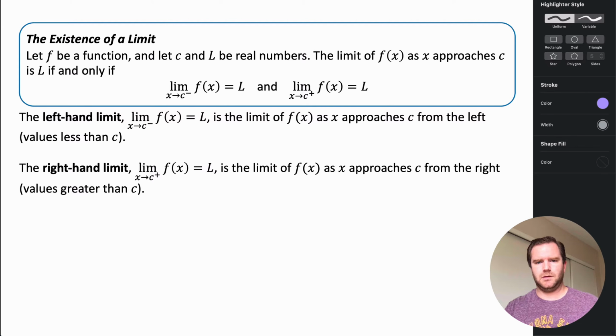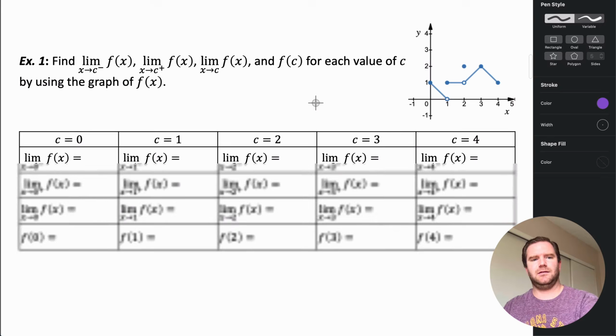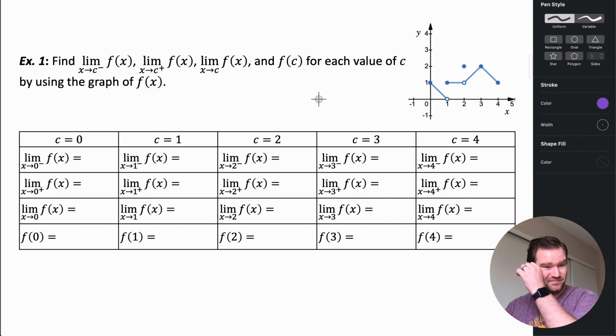Okay, so let's go ahead and take a look at evaluating some left and right-hand limits and talking about whether limits exist in this example. So we're asked to find the left-hand limit, the right-hand limit, the actual limit, if it exists, and the value of our function at c. So that's what this means, for every value of c using this graph here.